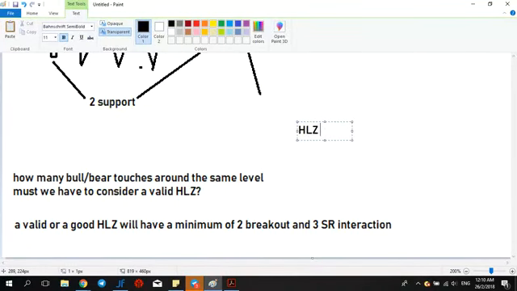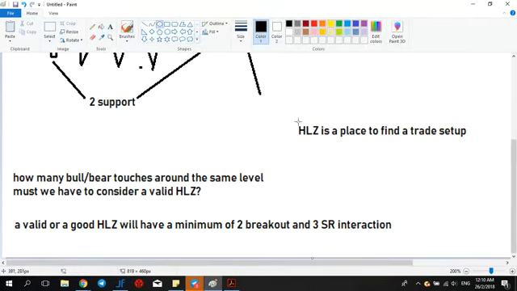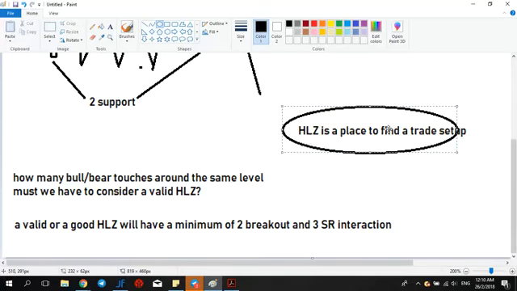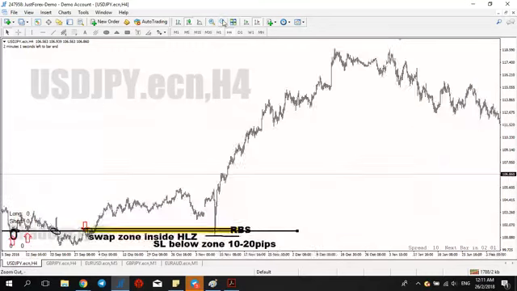HLZ is a place to find a trade setup. We do not trade HLZ alone on itself, but we take the HLZ as a place to find a trade setup. Right? To find a trade setup. Right, so I will draw another one as per request.